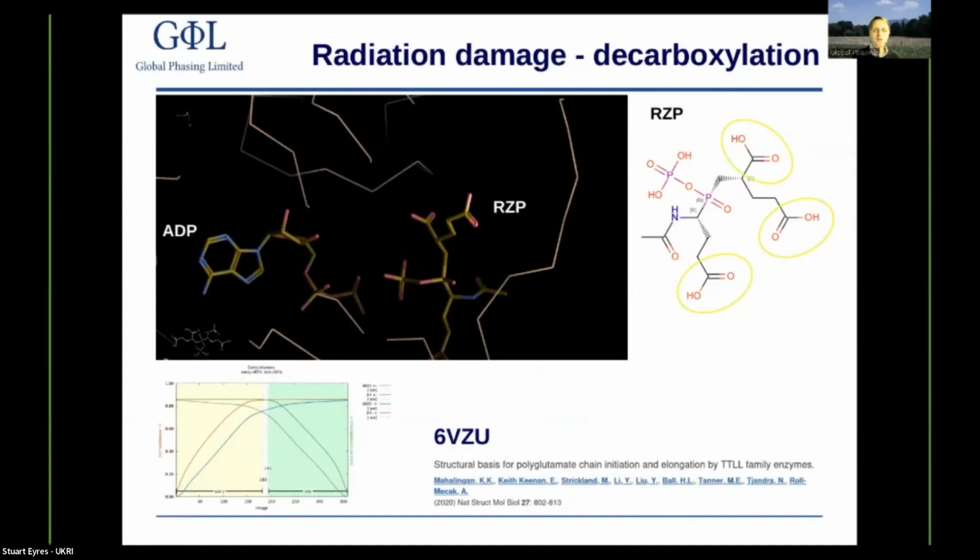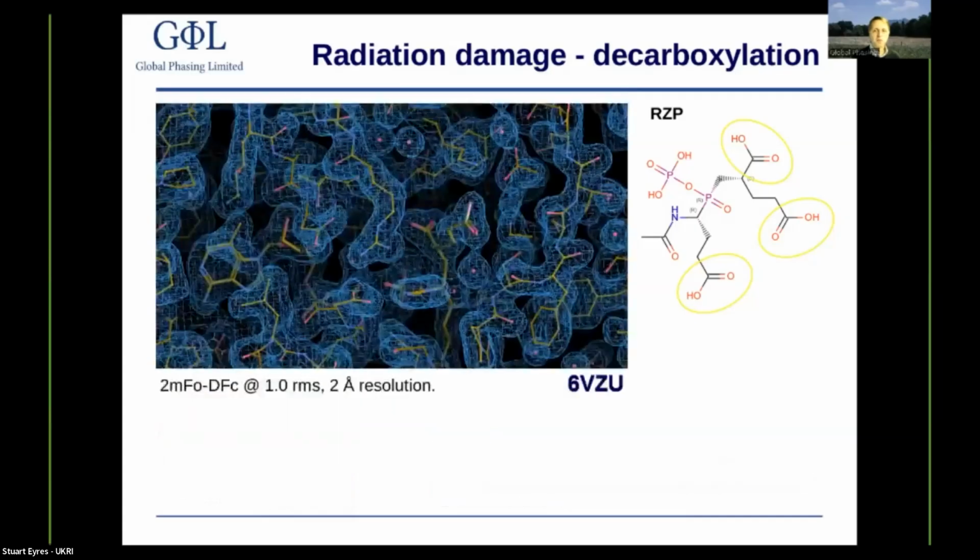This is not ideal for the kind of radiation damage analysis that we want to do here, since the potential dose difference between the two datasets will be rather small. However, the compounds bound to the protein here have an interesting feature: carboxyl groups similar to aspartate and glutamate residues in the protein, and these are known to suffer from radiation damage.